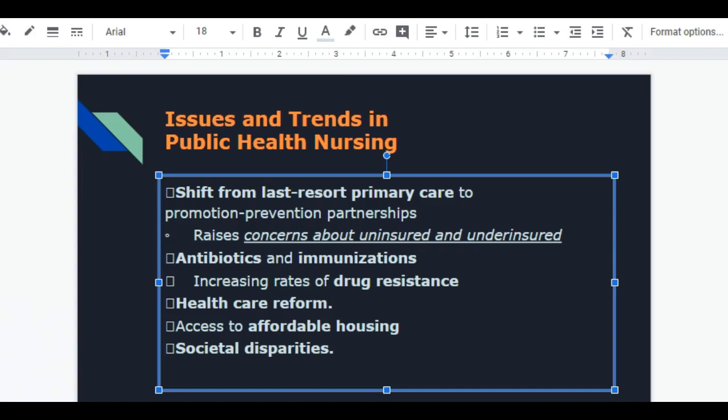Another trend in public health nursing is affordable housing. There may be housing in a community like Sioux Falls, but it may not be affordable to those people that need it the most. And if somebody is not housed, if they do not have housing, that directly affects their health. Also trends in societal disparities where people of certain groups and vulnerabilities have poorer health outcomes.